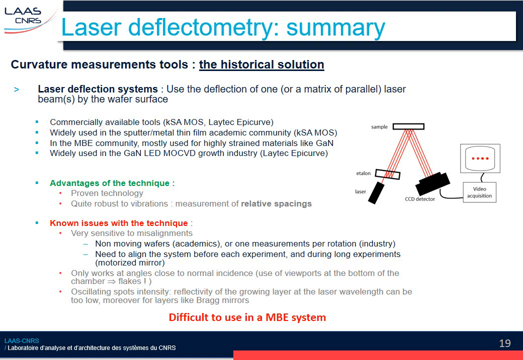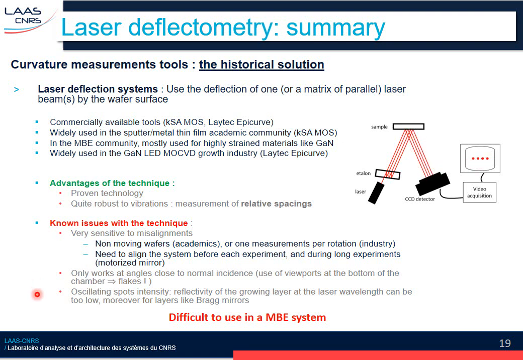It's commercially available, and it's widely used in the sputter metal thin film academic community, but in very peculiar conditions. They use very thin substrates and they don't rotate during growth. It's also used in the MBE community, but only on the gallium nitride materials, because they are highly strained, and so high stress means high curvatures. It's also widely used in the gallium nitride LED MOCVD growth industry. There are advantages with this technique. It's a proven technology and it's quite robust to vibrations because you measure relative spacings between the spots.